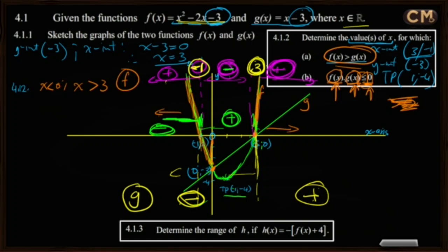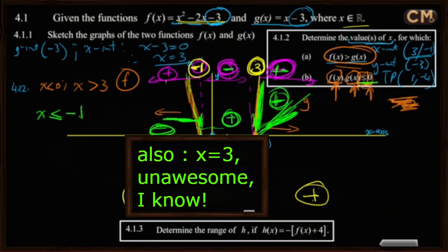And then, of course, to the right of 3, we have a positive y value for g and a positive y value for f and a positive y value for g, which means everything is positive over there as well. So the only place where everything is negative is where x is less than or equal to negative 1. So this is the answer for A, and this is the answer for B.